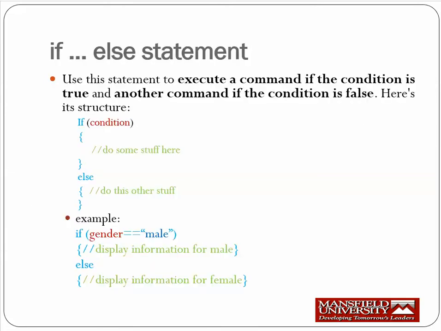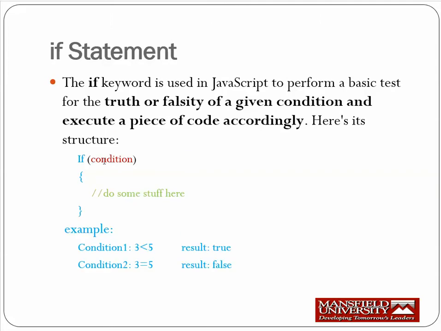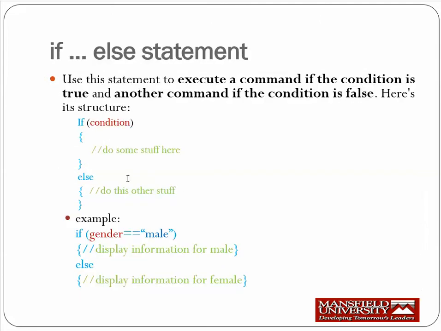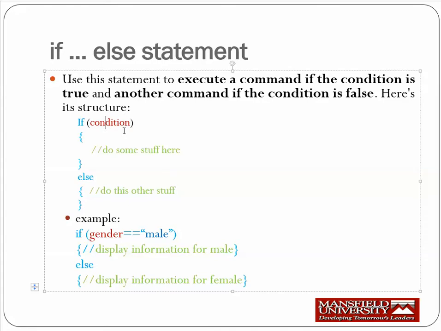These two are actually the same, but if has only one judgment. If else has two judgments. Say, if a condition is satisfied, we do this. Otherwise, we do something else. For example, if gender is male, we display information for male. Otherwise, we display information for female. So let's see an example first.